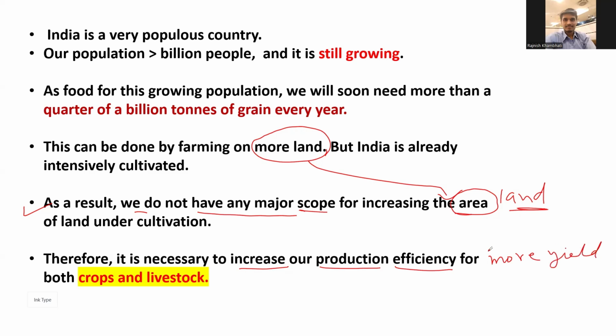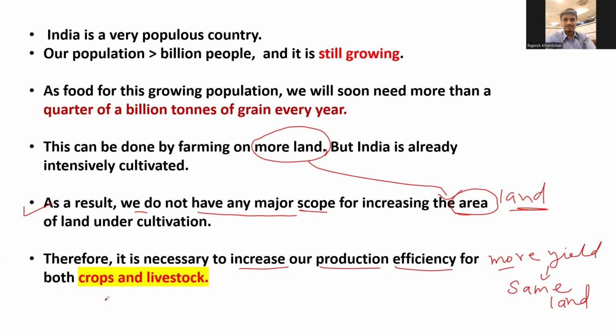We want more yield in the same or small land. Now, that's the thing. Clear? This is the thing. What we want is to increase yield in the same amount of land without increasing land.